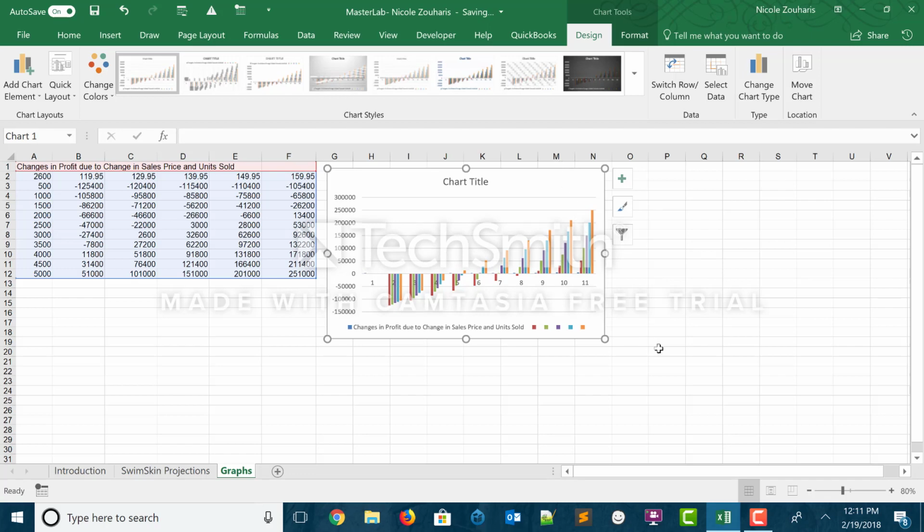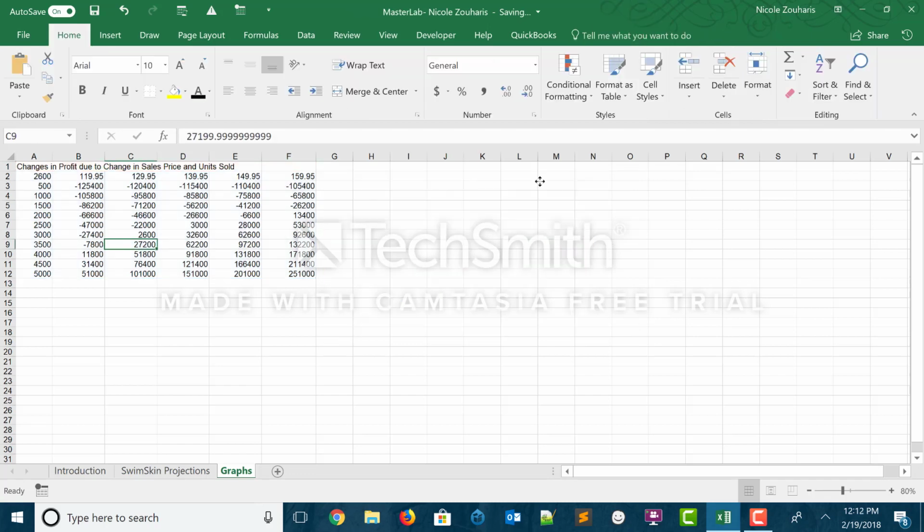So I think I'm just going to show them at two different prices, where I'm going to pick the low end and the high end. So I'm just going to delete that chart. And how I'm going to make the chart without even highlighting the whole graph is I'm going to highlight 500 all the way down to 5,000.